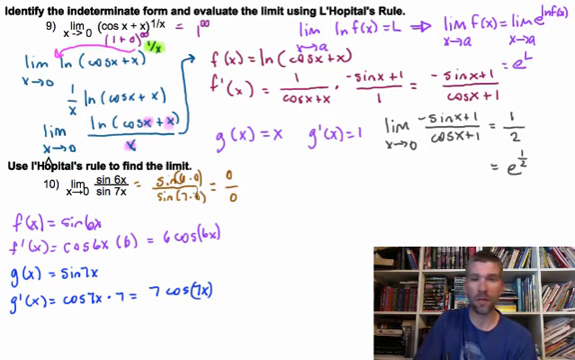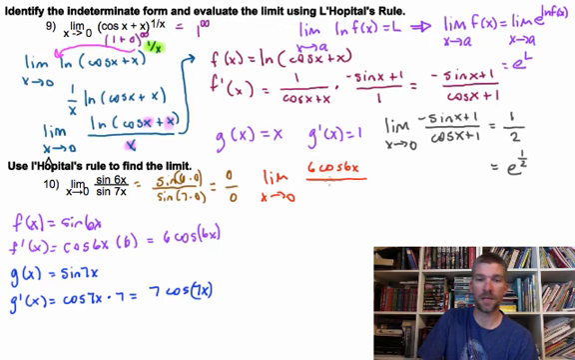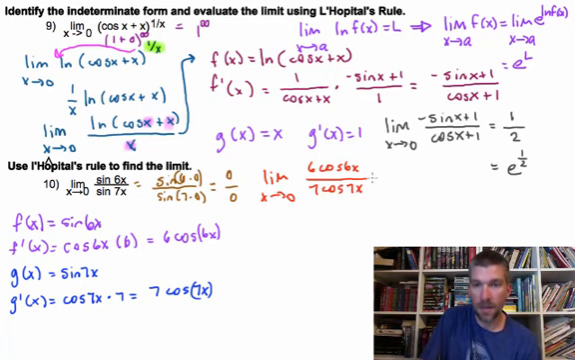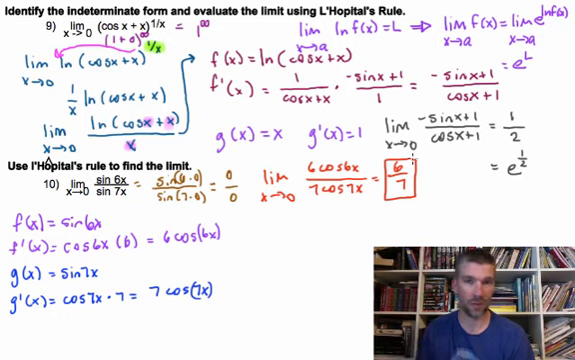Well, now come back up and use L'Hopital's rule, and let's evaluate this limit again and see if it makes life a little bit easier. Now I'm going to have the limit as x approaches 0 of 6 cosine 6x divided by 7 cosine 7x. And when I put zeros in here, I get the cosine of 0, which is 1, so 1 times 6 is 6. I get the cosine of 0, which is 1, so 1 times 7 is 7. And that right there is the limit for this particular problem on question number 10.